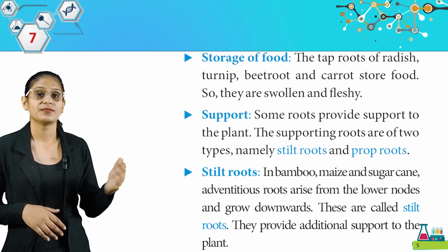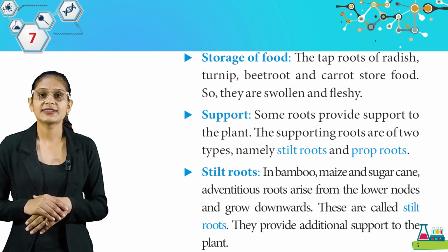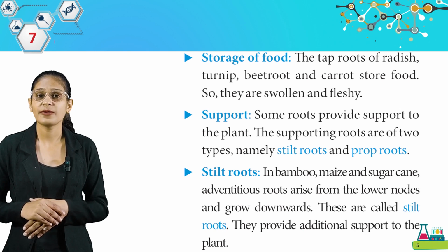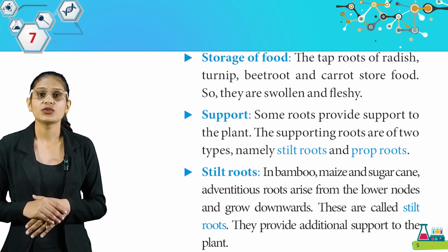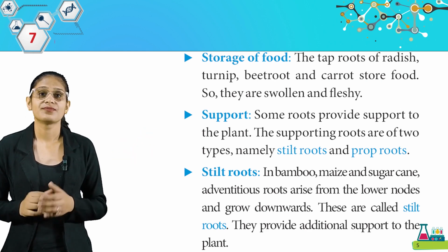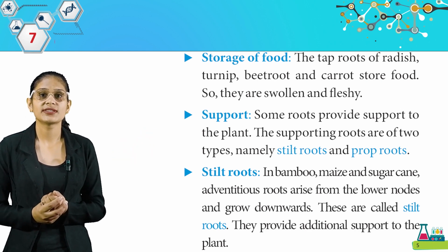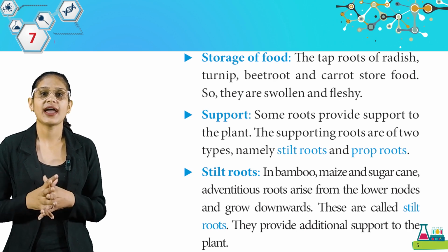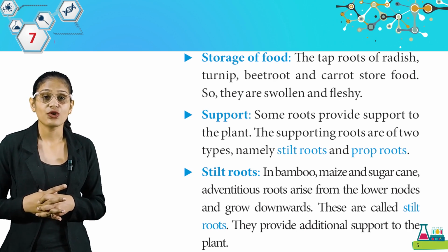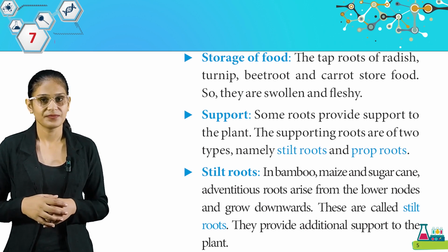Here, support. Some of the roots provide support to the plant. The support roots are of 2 types, namely stilt roots and prop roots. Now we have stilt roots. In bamboo, maize and sugarcane, adventitious roots arise from the lower nodes and grow downwards. These are called stilt roots. They provide additional support to the plant.